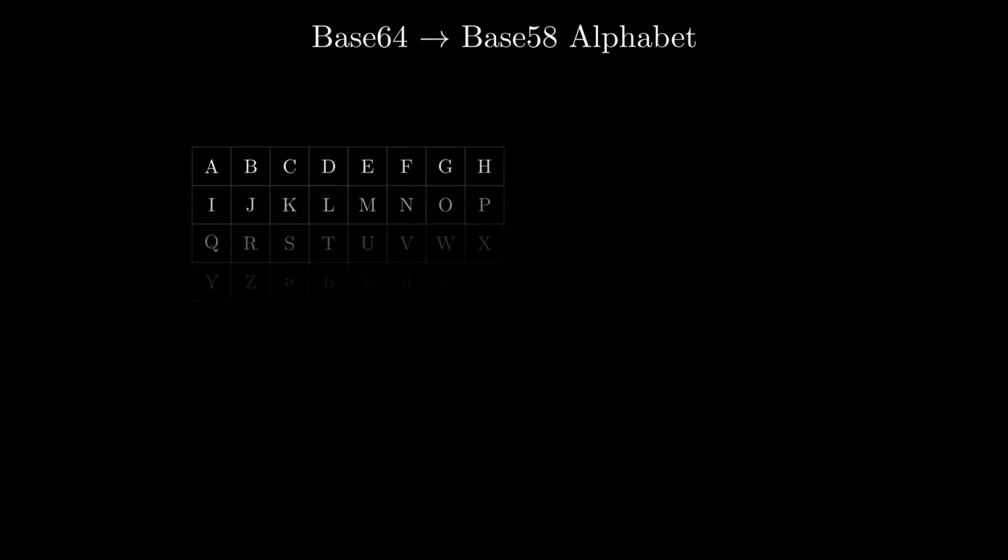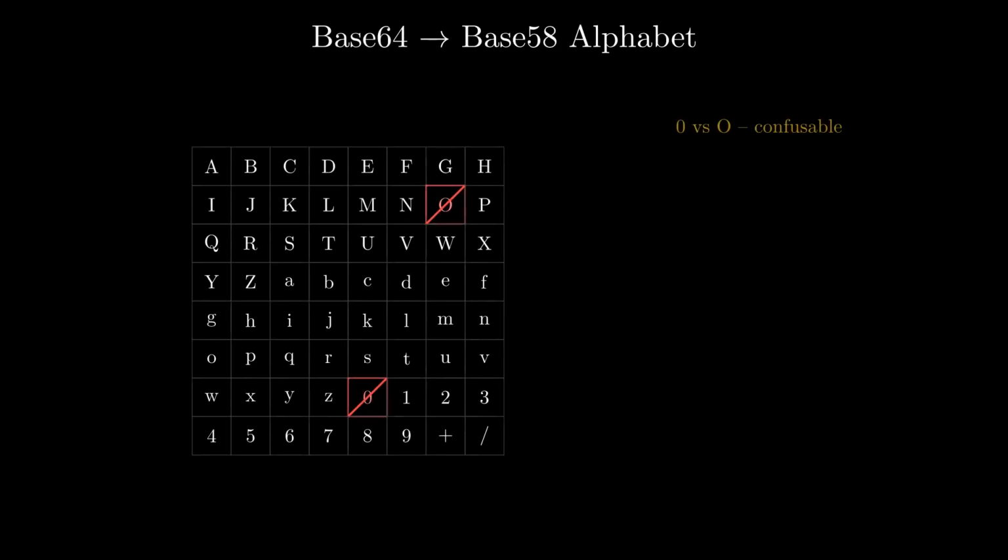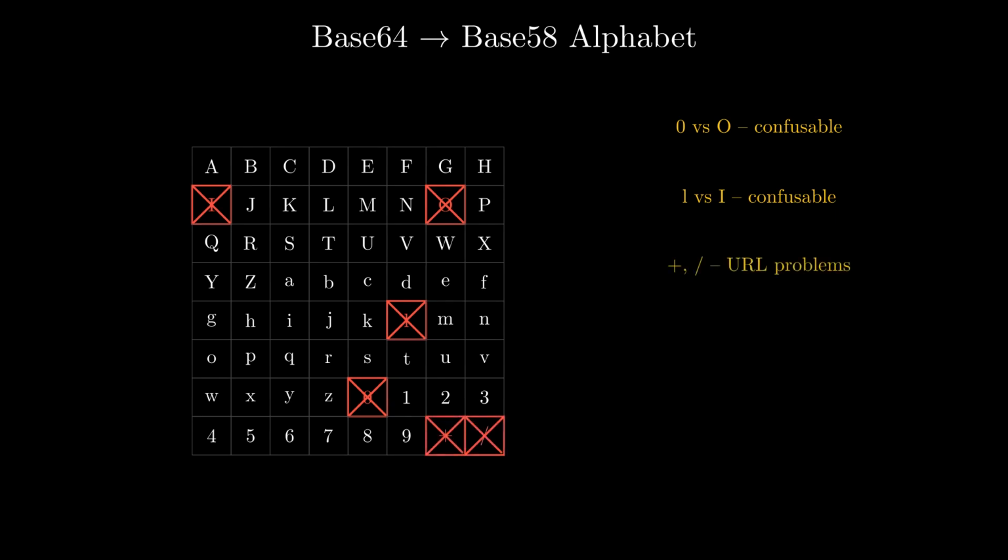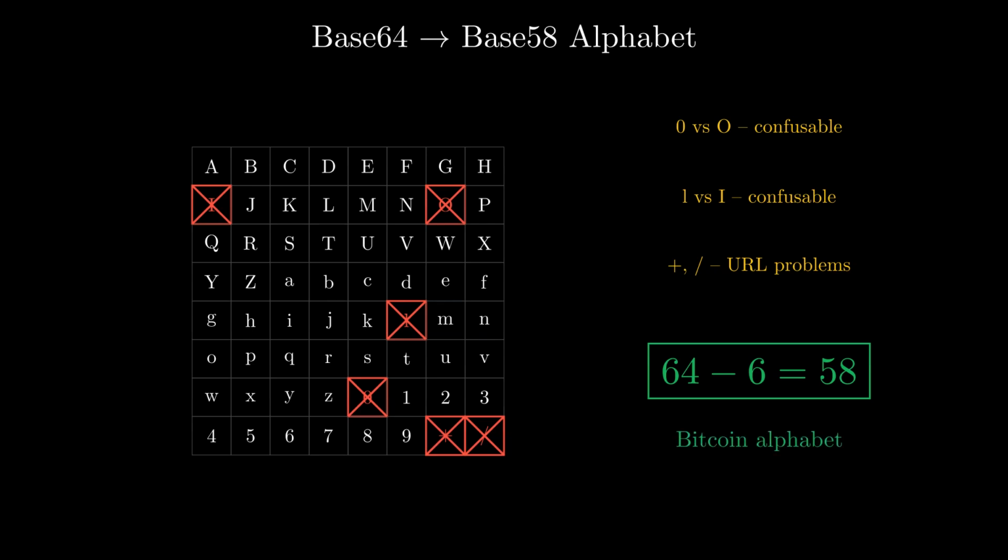Base 58 is base 64 with 6 characters removed. The digits 0 and capital O look identical in many fonts. Lowercase l and capital I are visually indistinguishable. Plus and slash cause problems in URLs and double-click selection. Strike those 6 out and you get 58 characters that humans can read without confusion. This is the Bitcoin alphabet. If someone reads an address over the phone, they won't accidentally write a 0 where an O belongs, because neither character exists in the set.